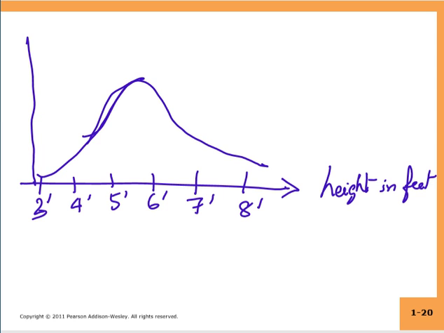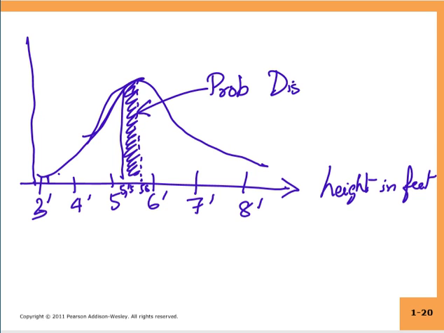So, your distribution function may look something like this, where the probability of your being somewhere between the height of 5 feet and 6 feet is very high. What is the probability of your being, say, between the height of 5 feet 5 inches and 5 feet 8 inches? This area under the curve is known as the probability distribution, and the curve itself, the bell curve, is known as the probability density function.